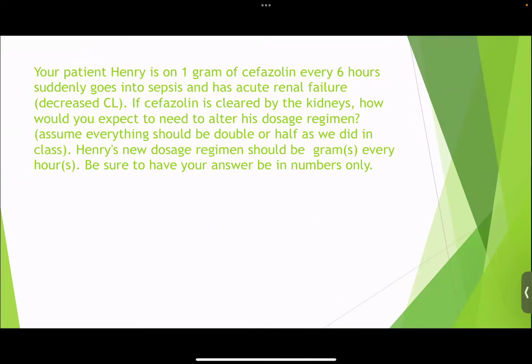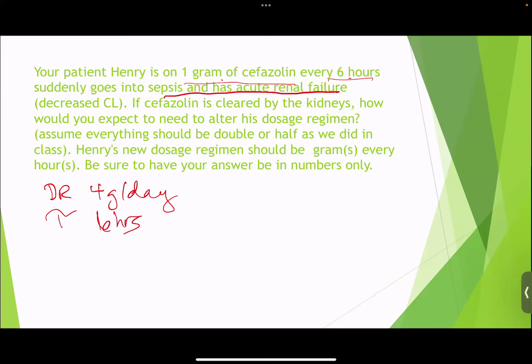Your patient Henry is on 1 gram of cefazolin every 6 hours. So before we go on, what's the dose rate here in amount of drug per day? So the dose rate here is 1 gram every 6 hours, so it's 4 grams per day. What's the dose interval? 6 hours, right? So that's our original. Suddenly he goes into sepsis and acute renal failure, which is a decrease in clearance. So how would you expect to need to alter his dosing regimen?